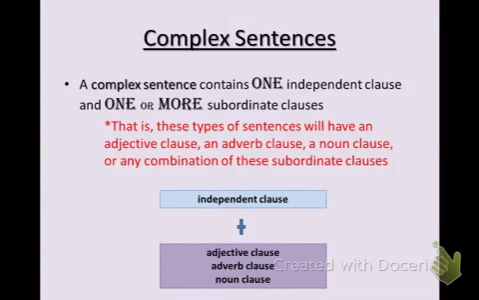Let's start with the definition. A complex sentence contains one independent clause and one or more subordinate clauses. In other words, we're basically looking at a simple sentence being combined with an adjective clause, an adverb clause, a noun clause, or any combination of those types of subordinate clauses.